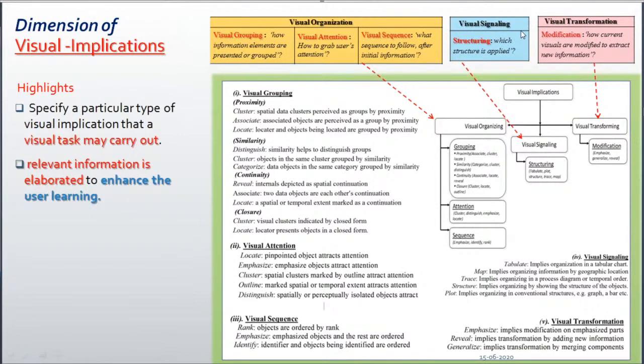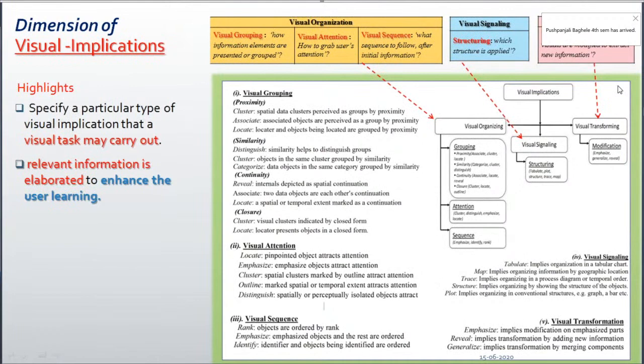So under this visual signaling, you can read out here, there we are having plot, structure, trace, map. So you can have any structure to plot your data, because plotting data helps you to signal something, right? Similarly, the third characteristic of visual implication is visual transformation.